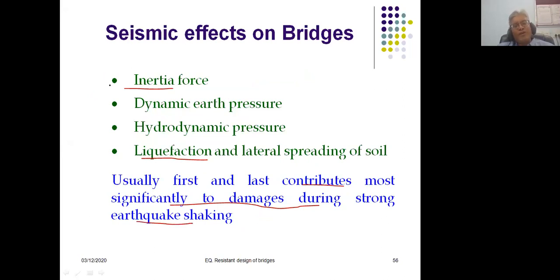So for inertia force, we reduce the mass to reduce the inertia. And second is the liquefaction of the soil on which the foundation is resting. During a huge earthquake, large areas are found to be under liquefaction. So the soil behaves like a liquid, and a settlement is found in the foundations. Because of that, the failures occur, right? So the first and the last contribute most significantly to the damages during strong earthquake shaking.